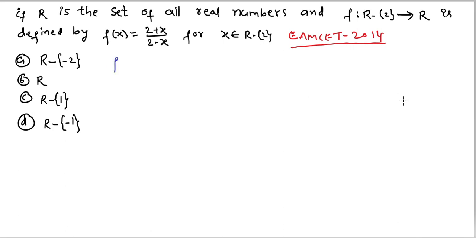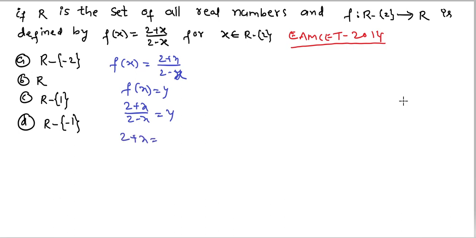Here the given function is f of x is equal to (2 plus x) by (2 minus x). Take f of x is equal to y. (2 plus x) by (2 minus x) is equal to y. So 2 plus x is equal to 2y minus xy. Take x common: x(1 plus y) is equal to 2y minus 2. x is equal to 2 into (y minus 1) by (y plus 1).